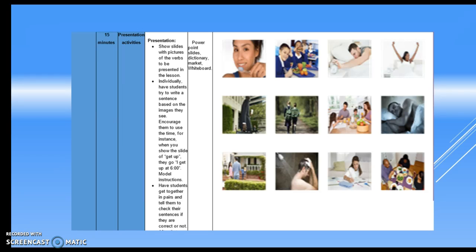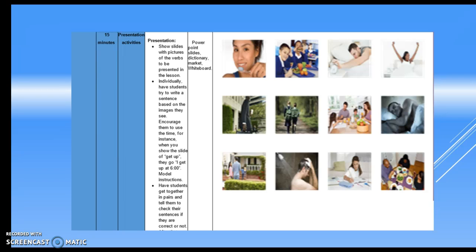Next, presentation activities. It's about 15 minutes. It shows a presentation with slides with pictures of the verbs to be presented in the lesson. Individually, have each student try to write a sentence based on the image they see. Encourage them to include the time.